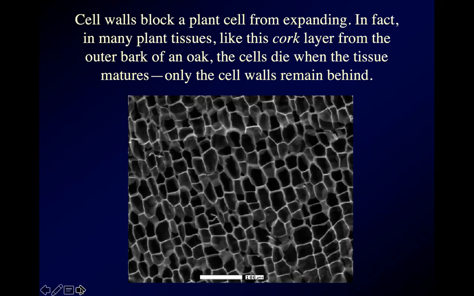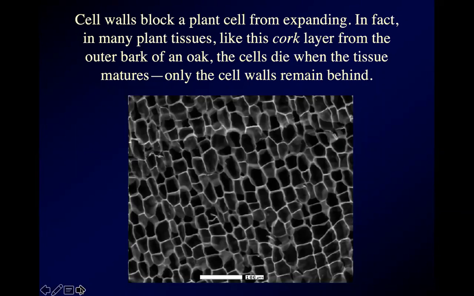And this is possible because when cork is mature, the cells die and all that's left behind are these cell walls. So peeling the cork layer off a cork bark oak doesn't hurt the tree any more than cutting your fingernails does, because your fingernails and your hair are not living tissue. And of course, they don't have any nerves, so you can't feel pain.